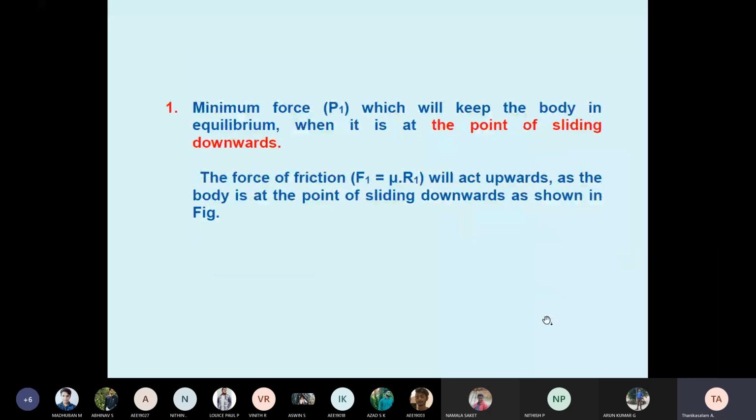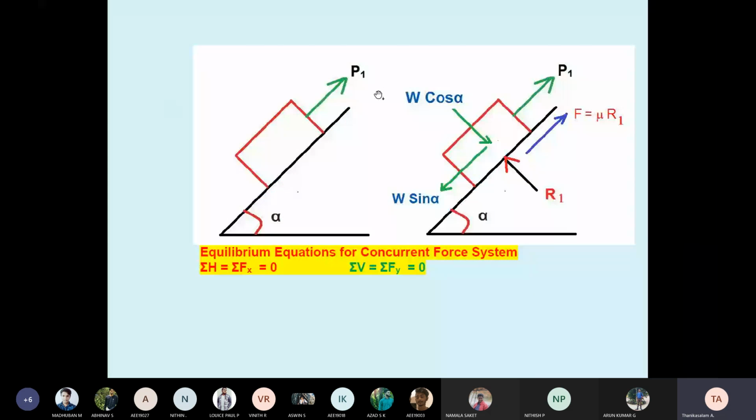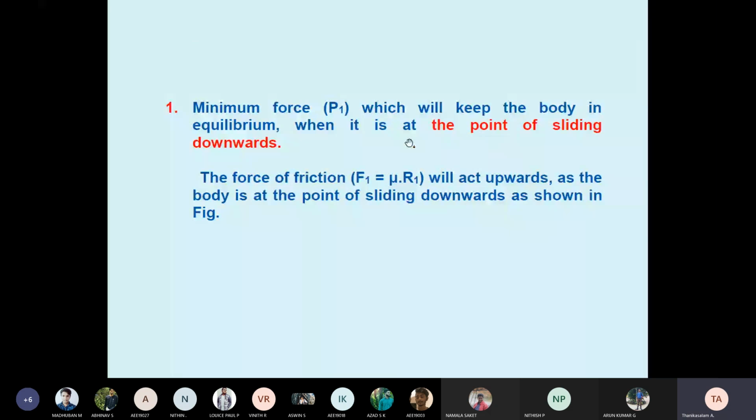They asked: one body is resting on an inclined surface and the force P1 is parallel to the inclined surface to keep the body in equilibrium. But the body is sliding downwards, students. The body is sliding downwards. Now what is P1?